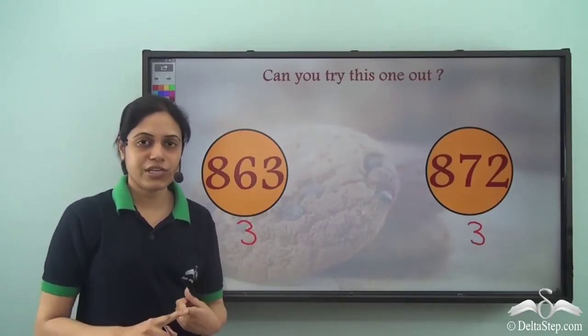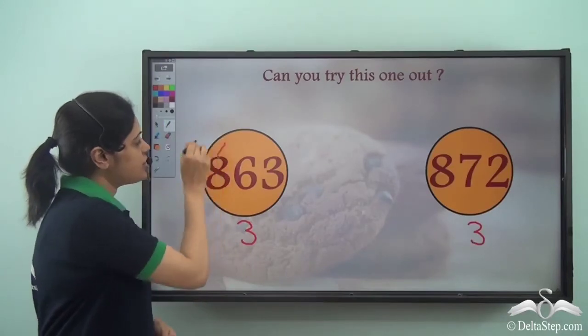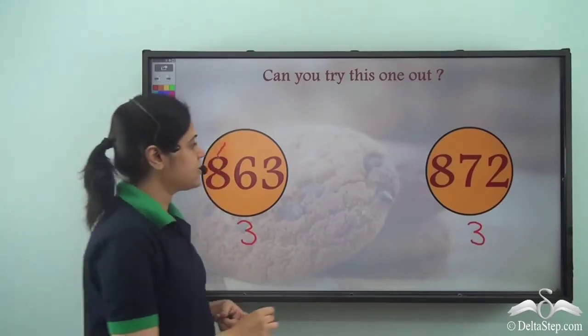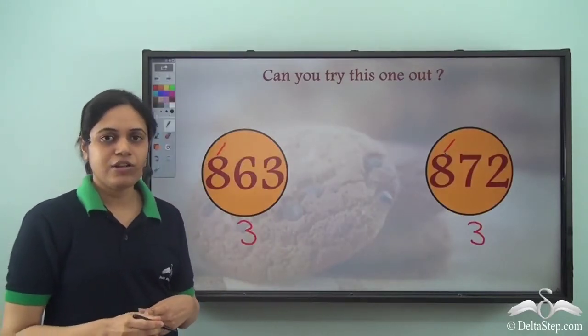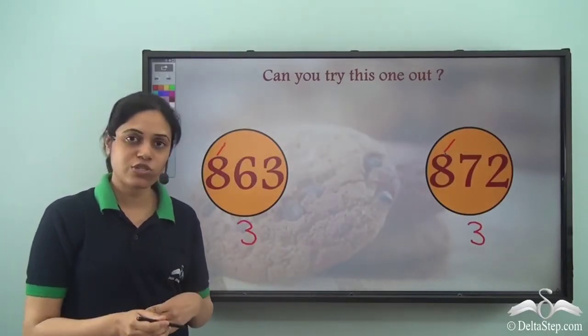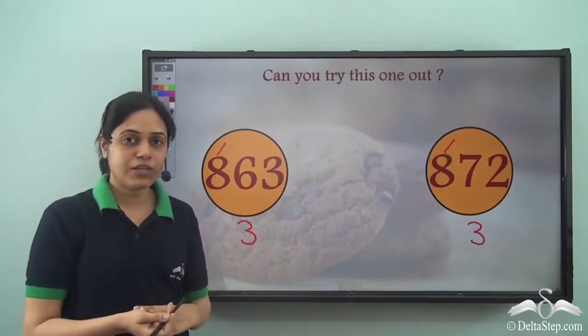The second trick is to compare the first digit. The first digit of this number is 8 and the first digit of this number is 8 as well. So the second trick also does not work because the first digits are the same. What was the third trick?